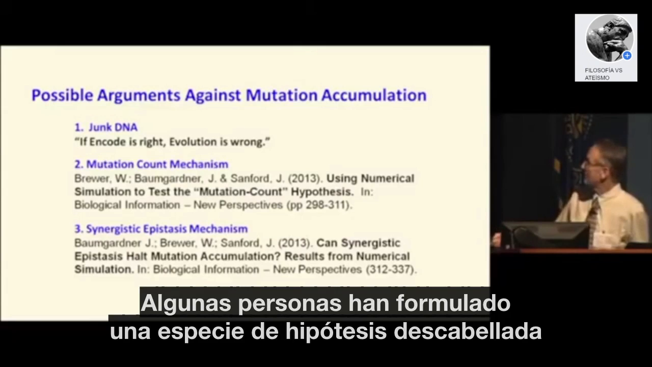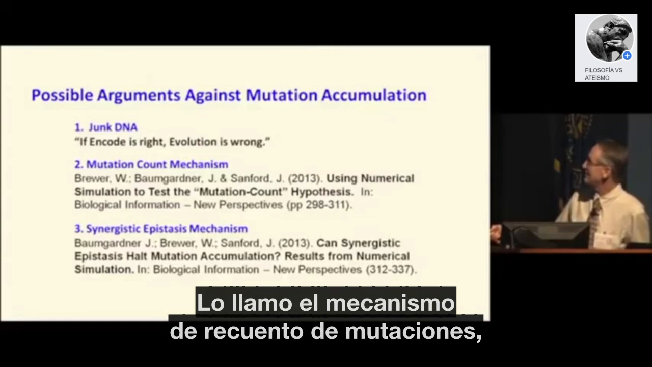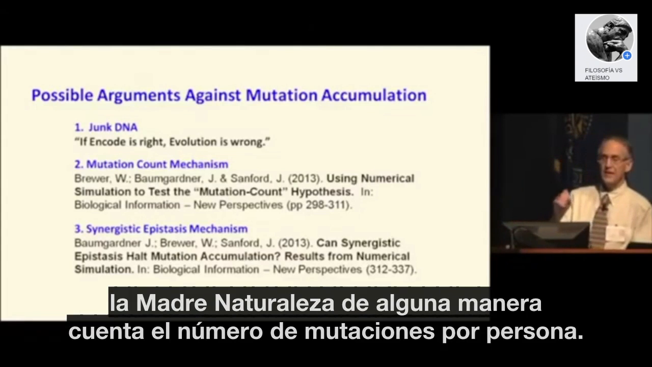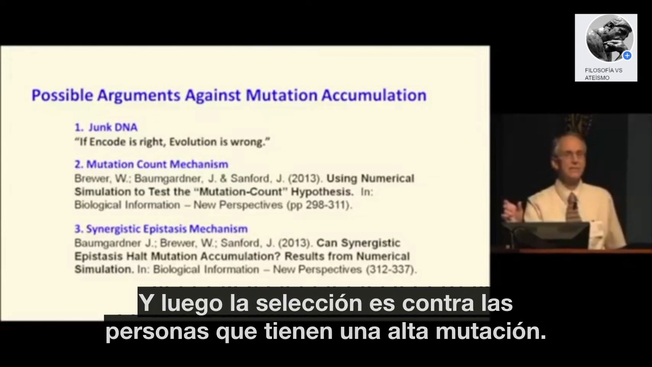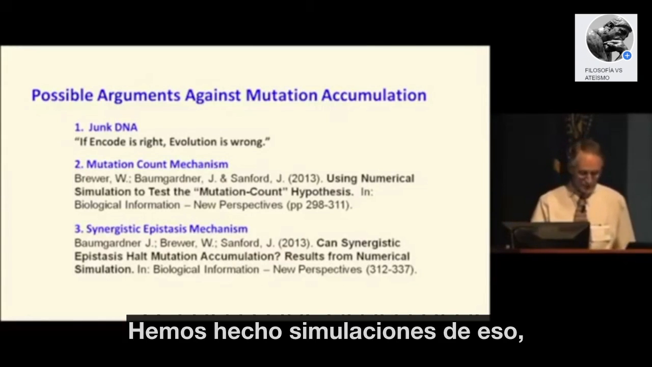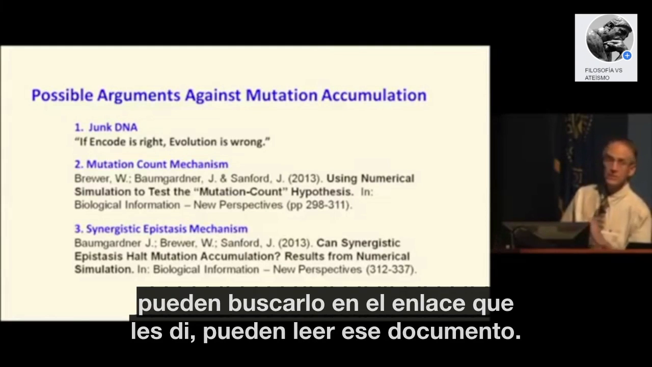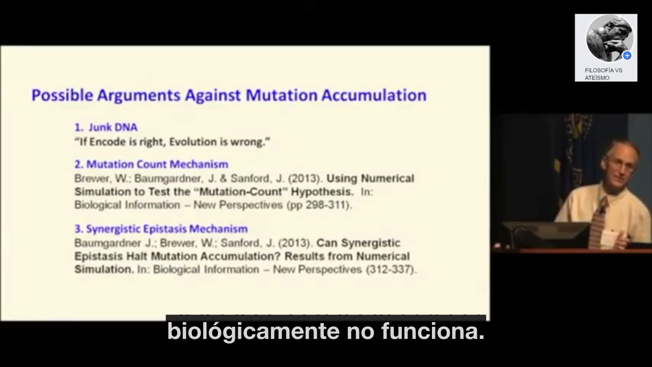Some people have formulated a kind of far-fetched hypothesis, I call it the mutation count mechanism, where they say, well, as mutations accumulate, Mother Nature somehow counts the number of mutations per person, and then selection is against the people who have high mutation. The people who have accumulated more mutations are selected away. We've done simulations of that, and we have basically disproven it. You can look it up under the link I gave you. You can read that paper, but it's really clear that that hypothesis is not biologically realistic, doesn't work.